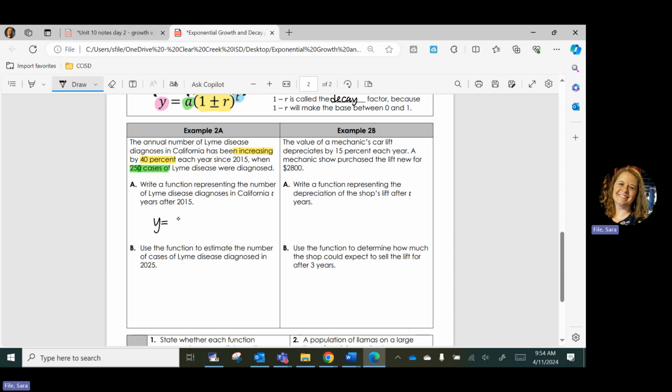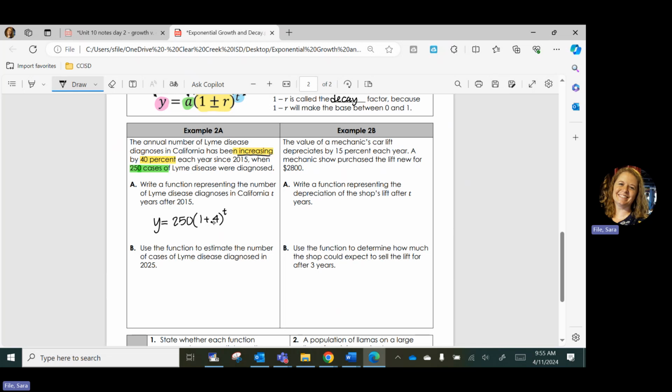So we're going to say our initial amount is 250. Now our growth rate, because this is increasing, so it is a growth rate, is it's going up 40%. So remember, it's going to be 1 plus, and then 40% as a decimal is 0.4, where you move that decimal 2 places. So that's how you would write it like this.